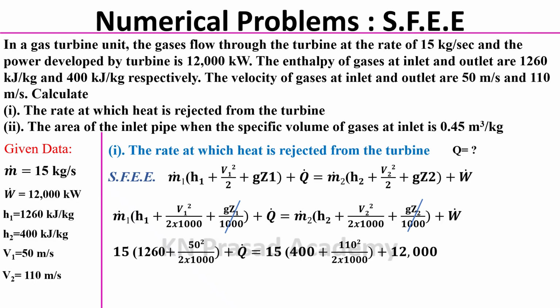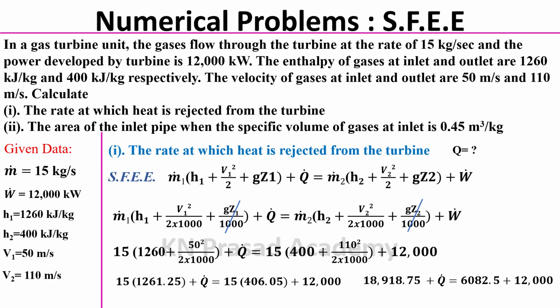So and we know that M1 equal to M2 equal to M. Then we have to substitute all these values in the above steady flow energy equation. Then 15 into 1260 plus 50 square divided by 2000 plus Q equal to 15 into 400 plus 110 square divided by 2000 plus 12,000. So if you solve this equation, we will get the heat transfer rate Q equal to minus 828 kilojoule per second.